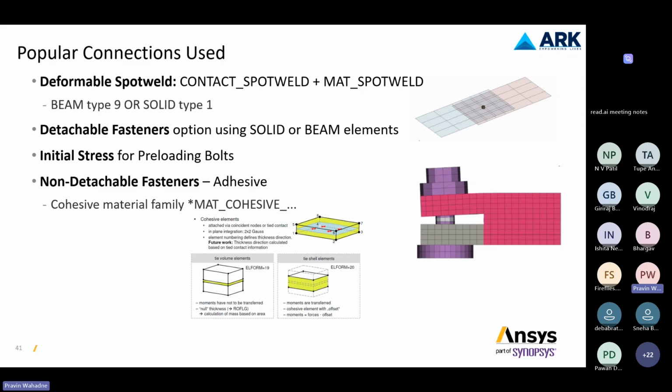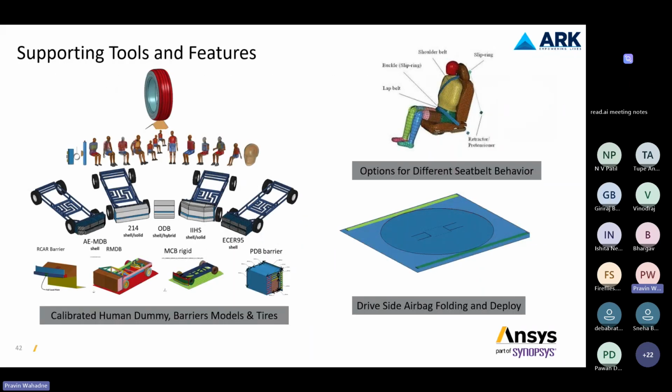LS-DYNA has element methodologies and materials for creating seat belts, sensors, or pulleys. These are the supporting tools and features, like I told you about the calibrated human dummy, barrier models, and tires. We even have tires in LS-DYNA, so different tire models are available. If you want to analyze how a tire model has been created, you can visit the Ansys website and download these material models.